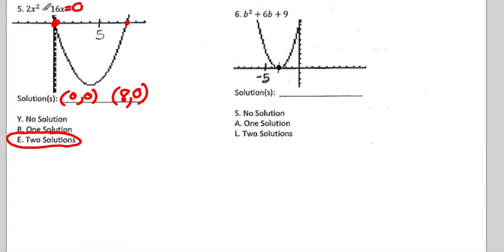If I plug in 0, it equals 0. If I plug in 0 for x, I get 0. If I plug in 8 for x, I get 0.